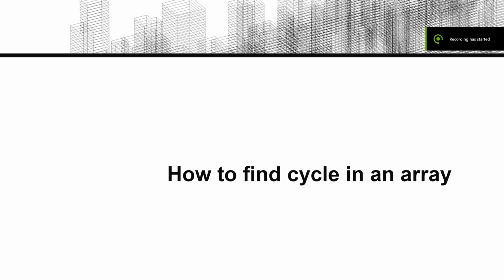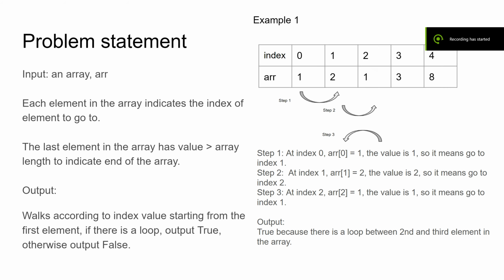In this video, I shall define cycles in an array using Python. Problem statement: the input is an array. Each element in the array indicates the index of the element to go to. So when the index is 0, array 0 is 1, so it'll go to index 1.